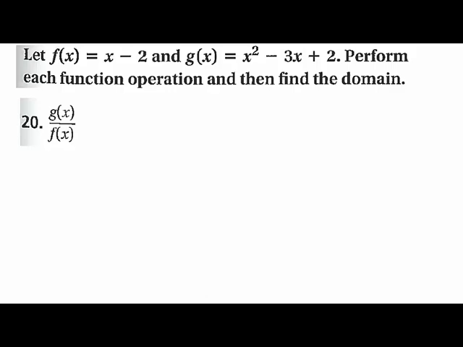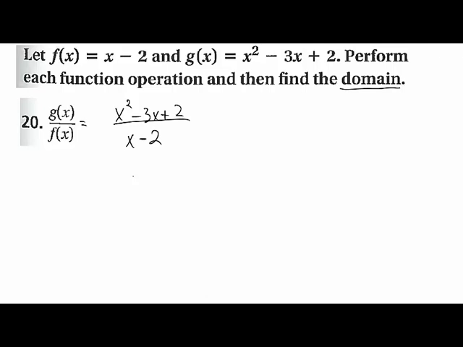For number 20, this will be the only case where you have to worry about this domain question. When we're adding, subtracting, multiplying polynomials, you'll always get another polynomial. But when you divide two polynomials, you're not always going to get another polynomial. And if you remember, we can't divide by 0, so when our denominator is 0, that's going to give us an issue. So let's just write this thing. So this is x squared minus 3x plus 2, and then that's your g of x, and we're going to divide by f of x, which is x minus 2.